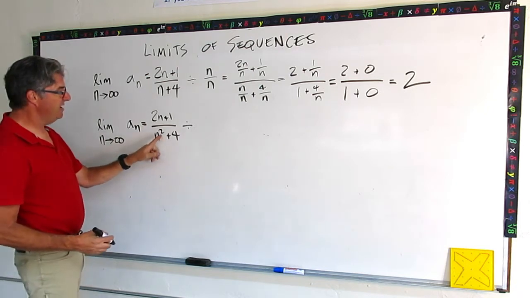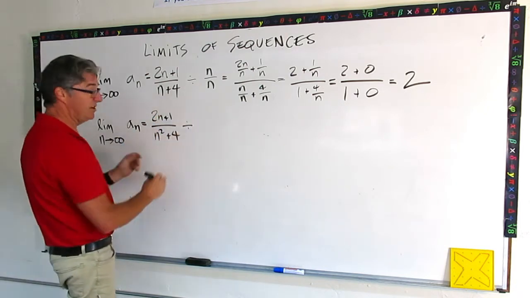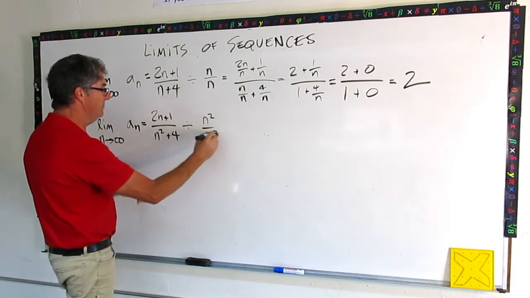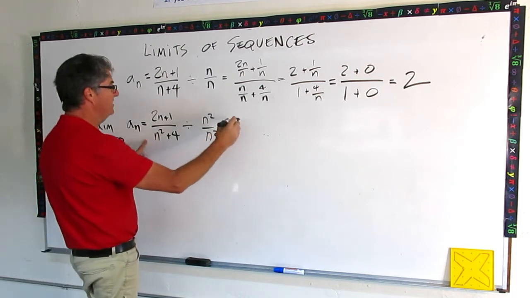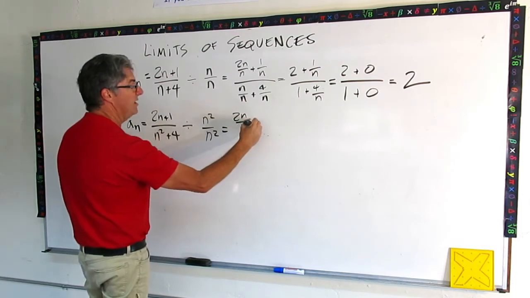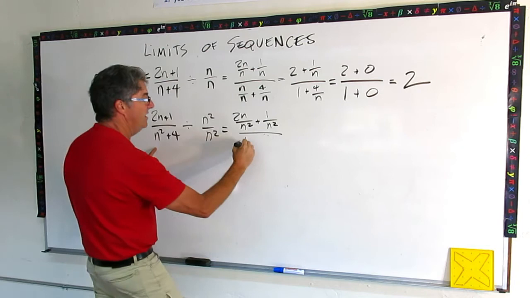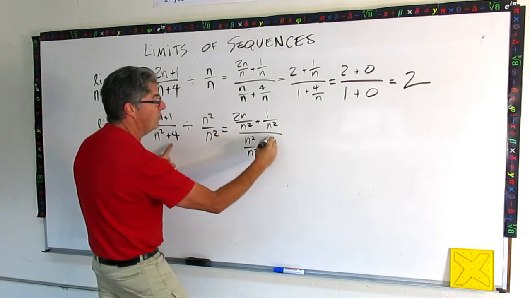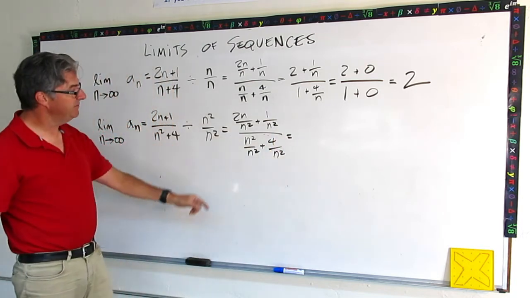We're just going to divide by the highest degree in the denominator. So that's n squared over n squared, because the highest degree in the denominator is this one. So now we're going to do our plug-in step: 2n over n squared plus 1 over n squared, all over n squared over n squared plus 4 over n squared. Now we can do our cancellation.